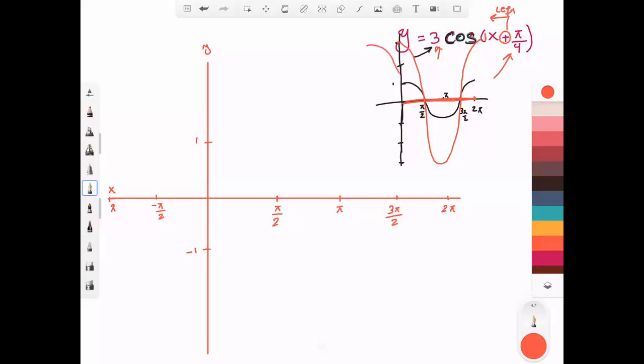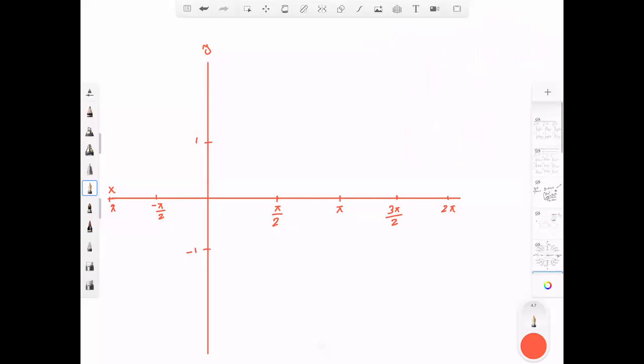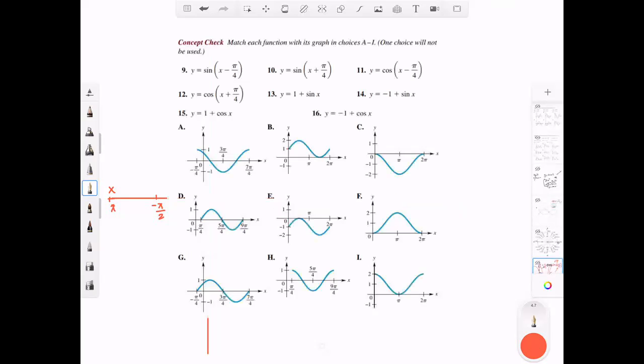For example, it will be something like this. I need to have graphing paper. It has to be very accurate, but the point is we shifted pi over 4 this way. So not bad, correct? The graph of sine and cosine. Let's have a couple homework questions. Let's see which graph belongs to which equation. That's how it will be in your exam and homework.